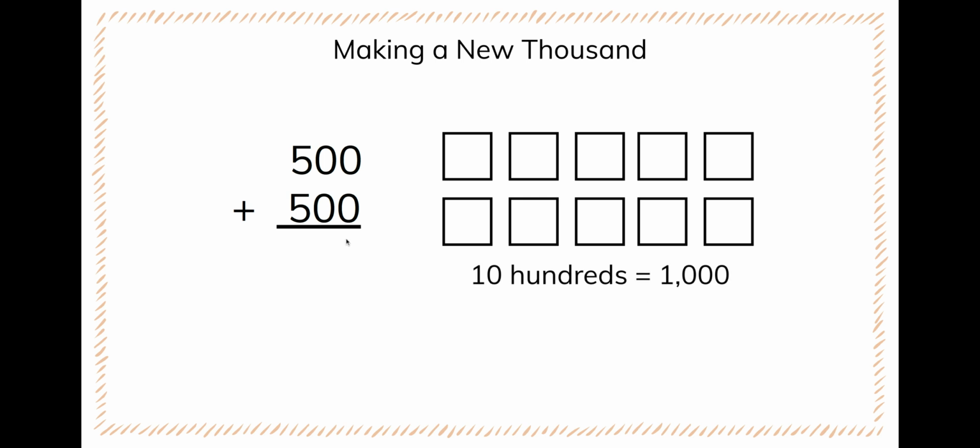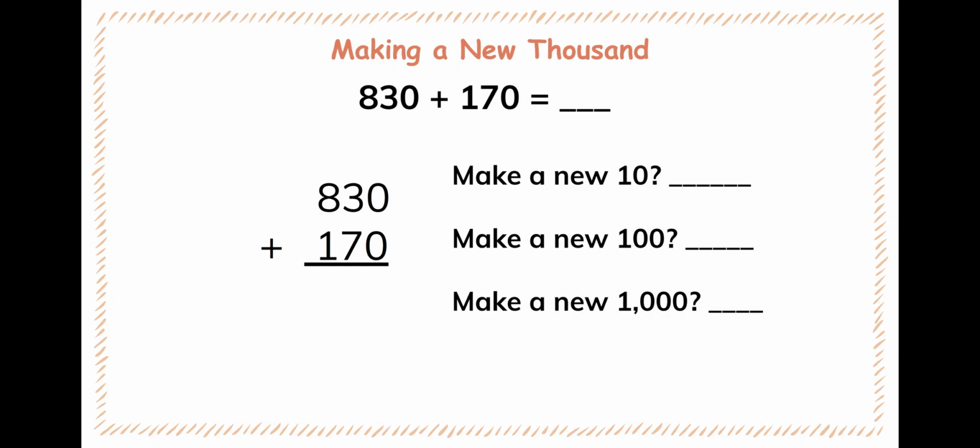In my equation, it looks like this. 0 plus 0 is 0. 0 plus 0 in the tens place is 0. And 5 plus 5 is 10 hundreds. 10 hundreds we know is 1,000. So I'm going to have 0 hundreds and 1 new 1,000. And I'm just going to add that down. 1 plus 0 is 1 thousand.